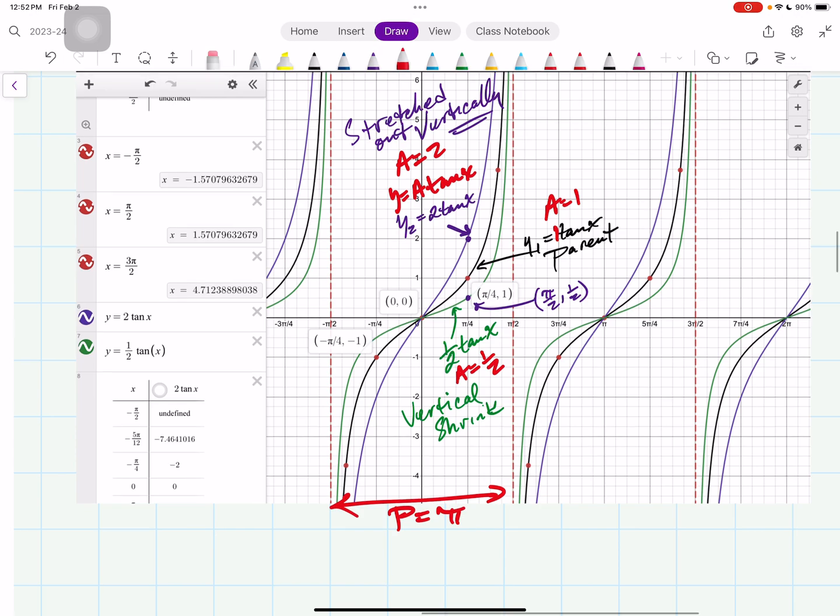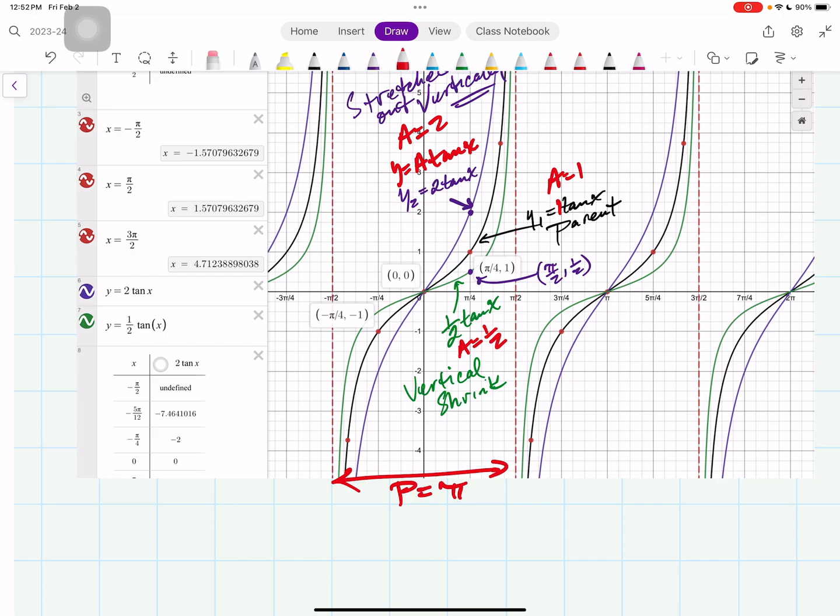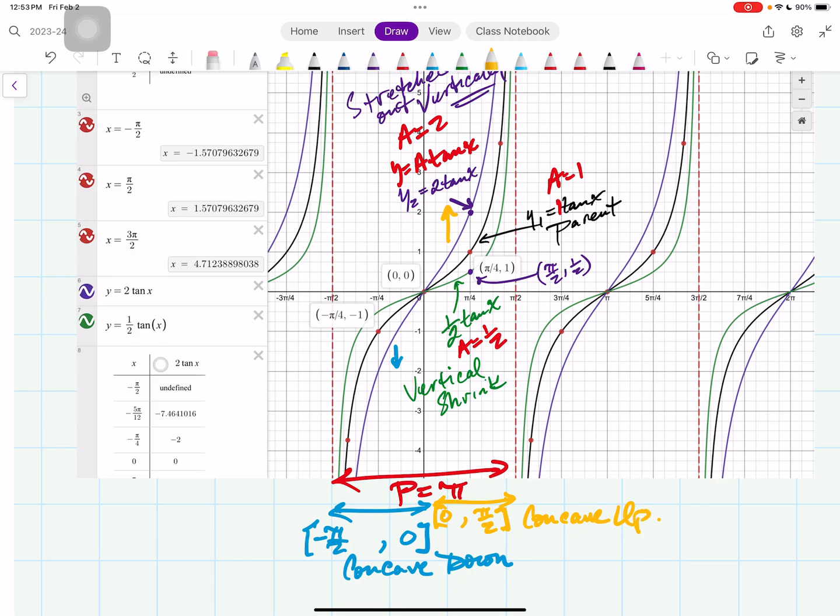So notice from negative pi halves to 0 here, concave down. Let me annotate that, from here to here, from negative pi halves to 0. In that interval, it's concave down. They're opening down. But if you look on the other side, from 0 to pi halves, they're all facing upward. So from 0 to pi halves, concave up. That answers our other questions.